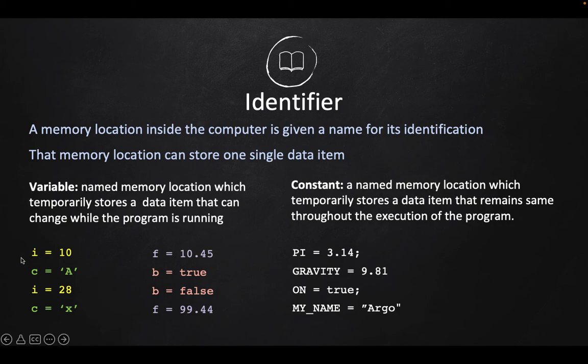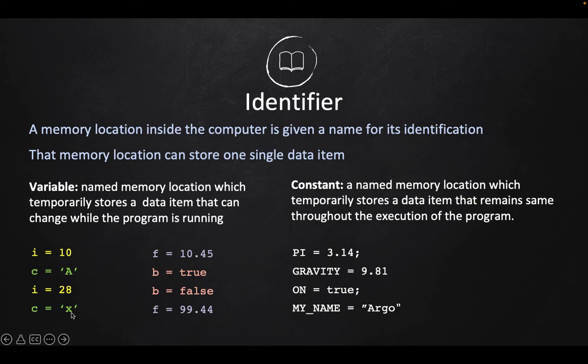Now, sometimes it is possible to change the identifier in the course of a program. For example, here I is a variable whose value is 10. After some point, you have changed the value of I to 28. Or let's say right now the character C is storing a character A, and at some point of the program it is storing the character X.